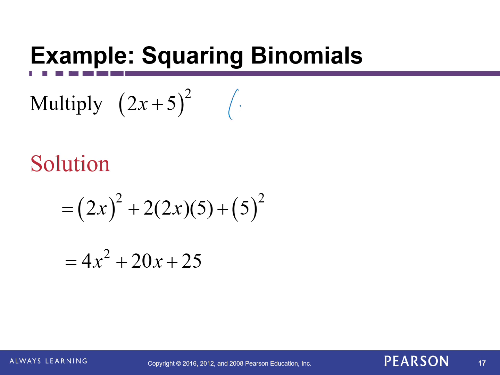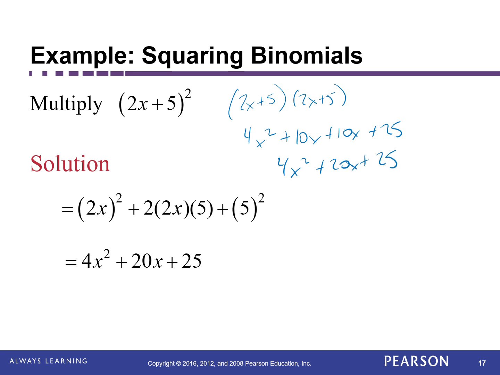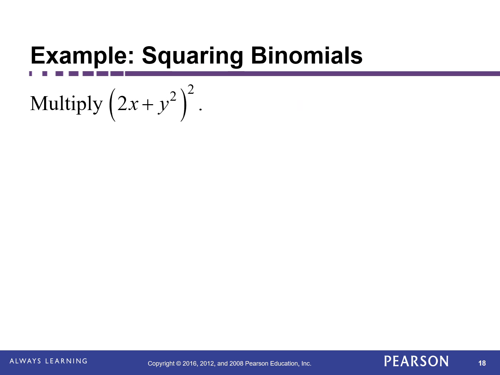Like I said, I could do it probably just as quick here, FOILing it as trying to remember that formula. First is 4x squared, outside is 10x, inside is 10x, and last is 25. Then you bring it down to your simplification step, you get 4x squared plus 20x plus 25. So memorize it, don't memorize it, it's there for you.